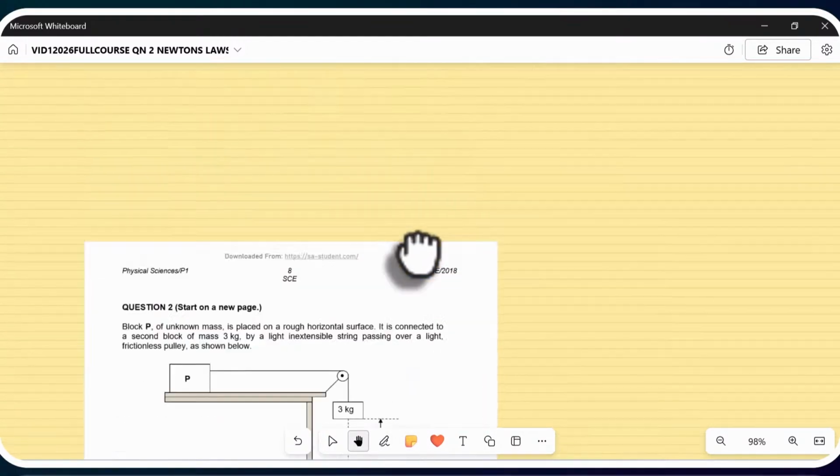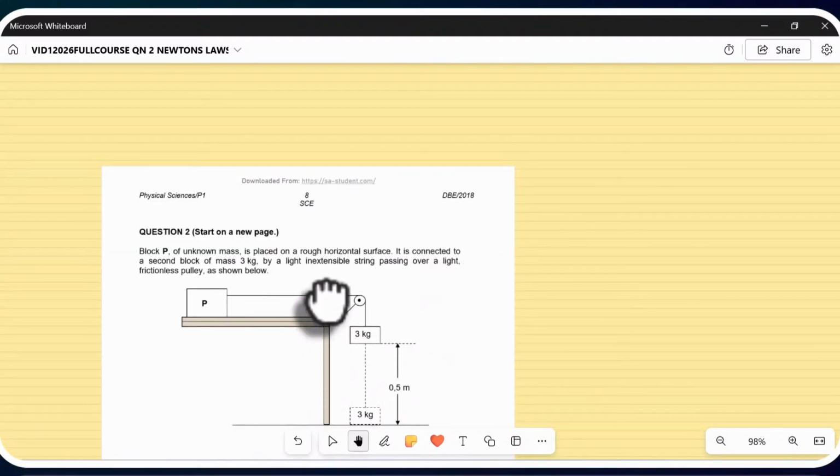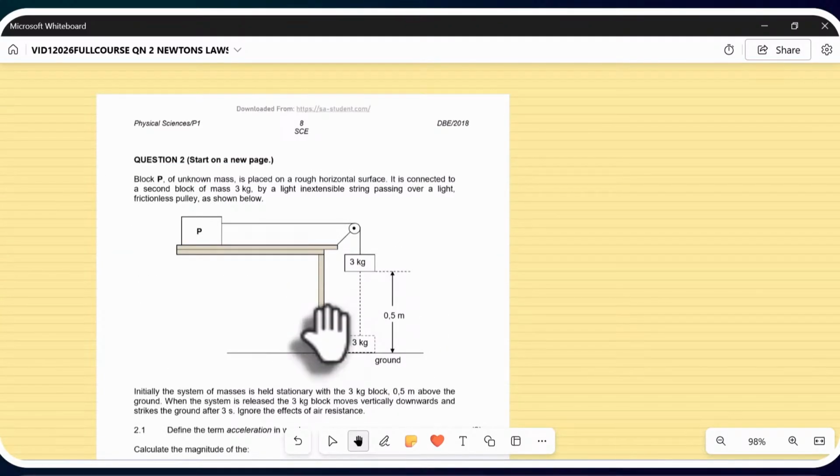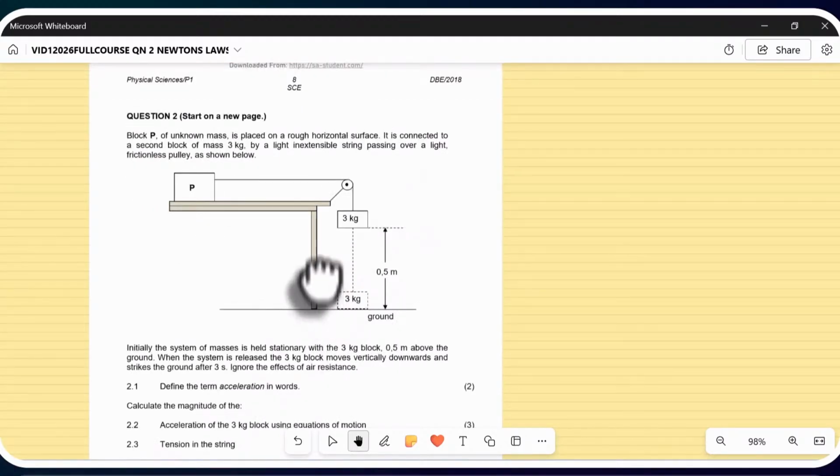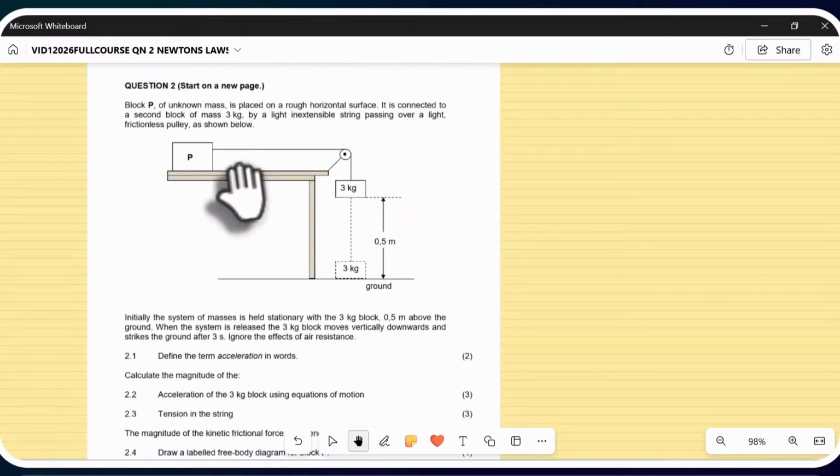What's acceleration? It is the rate of change in the velocity of an object. Then calculate the magnitude of the acceleration of the 3 kg block using equation of motion. So we're looking for acceleration now. Now what do we know? We know it was held stationary, meaning v initial is 0. This is our change in y here, and they gave us the time.